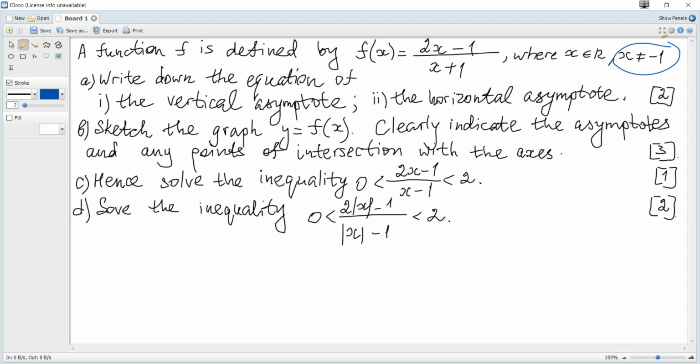These points are excluded from the domain, and actually x is -1 is a vertical asymptote. So answer is that the vertical asymptote is a vertical line, hence x is a number. It doesn't depend on y value. X is -1. What about horizontal asymptote?